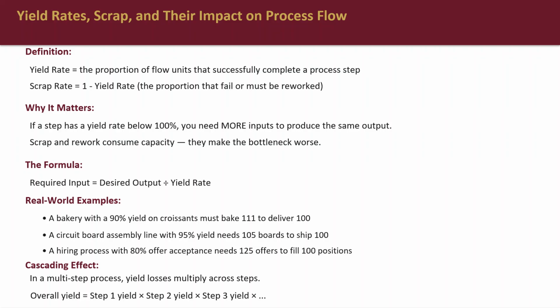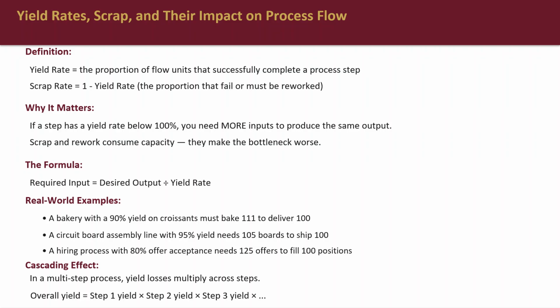Here is why this matters. If a step yields less than 100%, you must start with more units to finish with the same number, and the scrapped units are not free. They consumed capacity on the way to being thrown away, which makes the constraint worse.